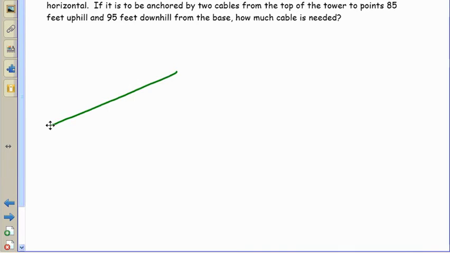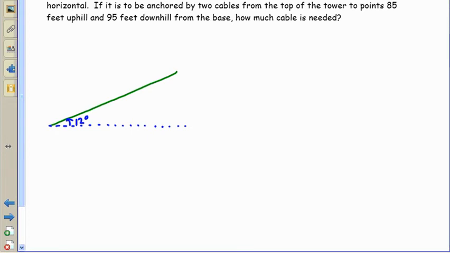Then it says that we know the hillside makes a 12-degree angle with the horizontal. So the horizontal would just be like thinking about the horizon. So this would be the horizontal. It's a horizontal line. So I know that from here to here, this is 12 degrees with the horizontal.